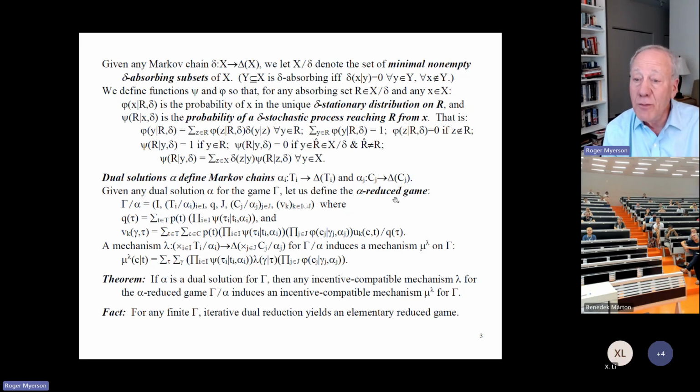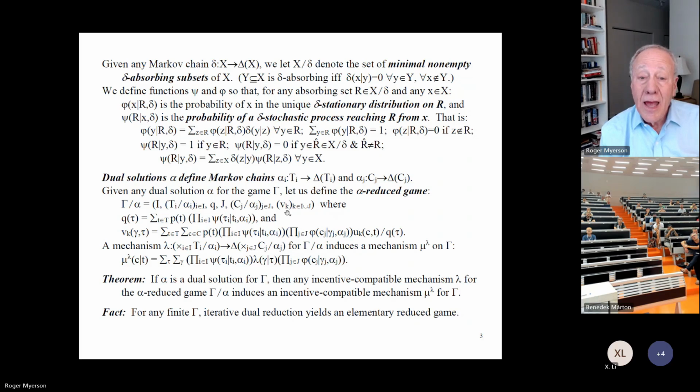Let's define the alpha reduced game as follows. This is the big definition. It's gamma divided by alpha. The set of senders is the same set of senders, I. The set of receivers is the same set of receivers, J. The set of possible types for the senders is the minimal absorbing subsets under the alpha Markov chain. The actions for player j are the minimal absorbing subsets of C_j. Remember, these are going to be non-empty finite sets.